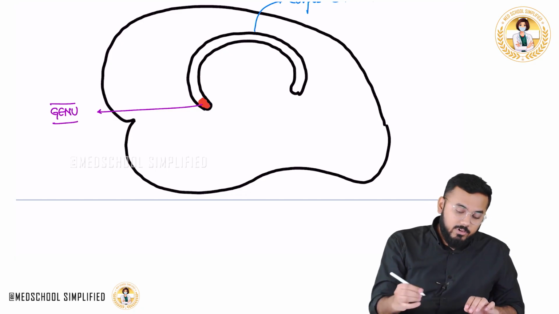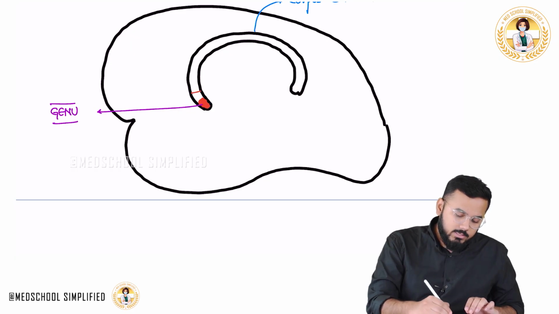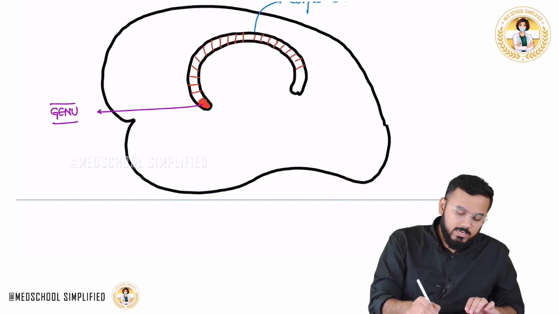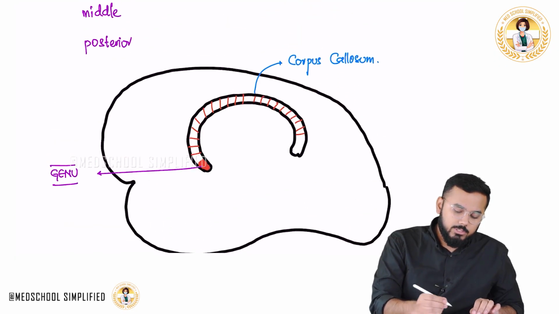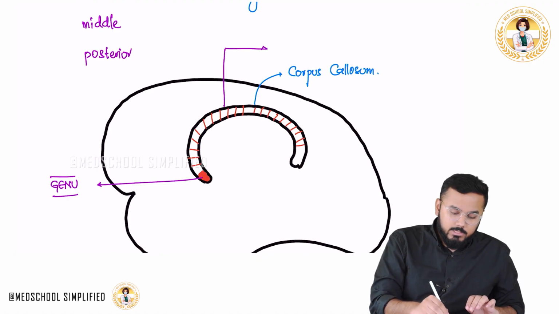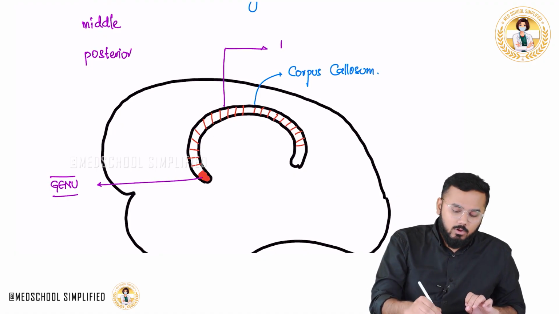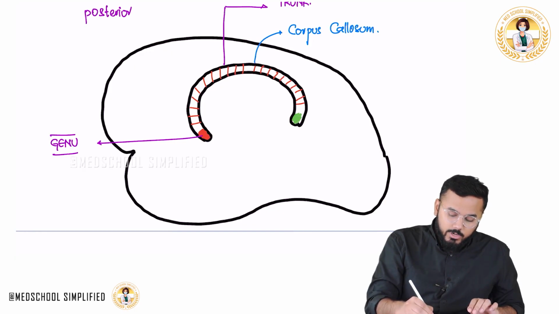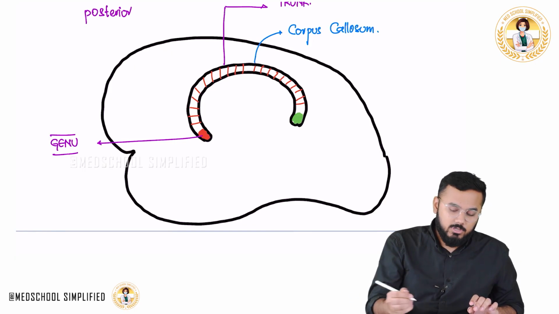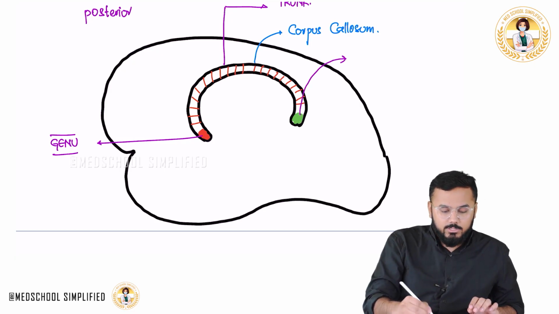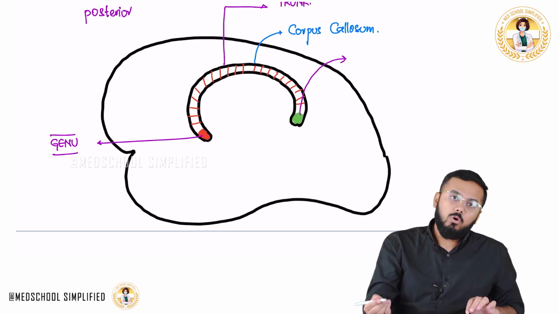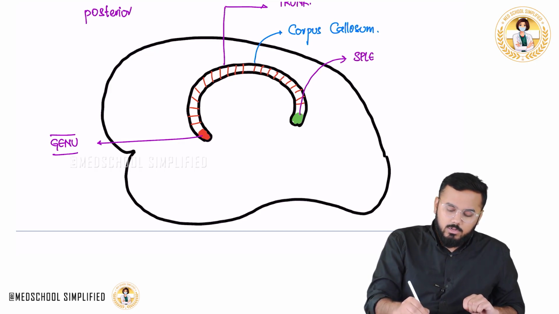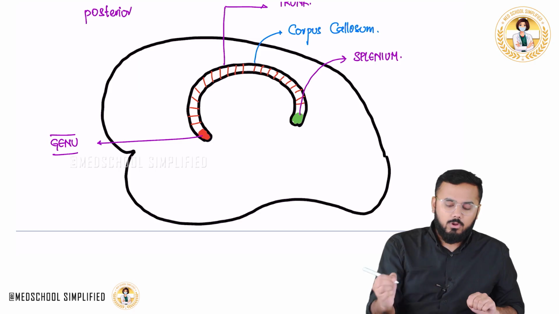Okay. Now, after the genu of corpus callosum, you see this structure which is present, this entire structure all the way till the tail portion, right? So this structure over here is called the trunk of corpus callosum. This is called the trunk of corpus callosum. After that, the next important structure which is located on the complete end here, this green color structure, is called the splenium of corpus callosum. What is this called? This is called the splenium of corpus callosum.